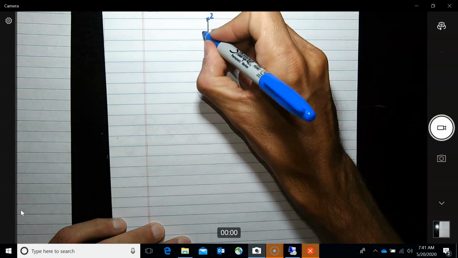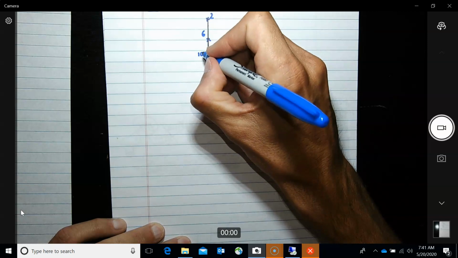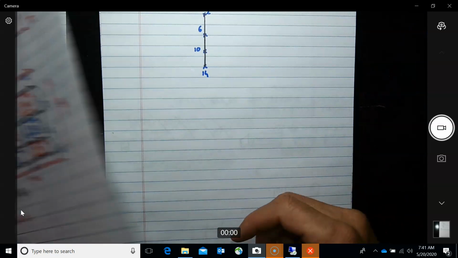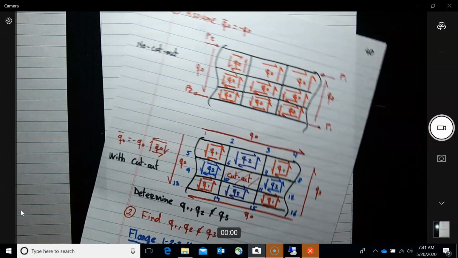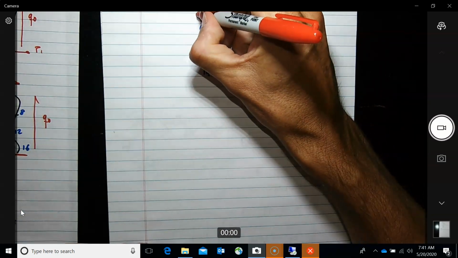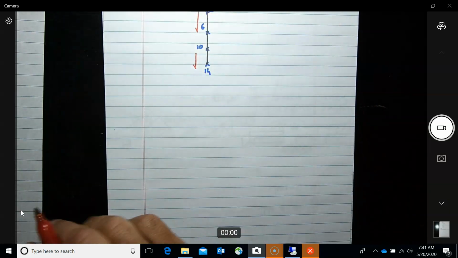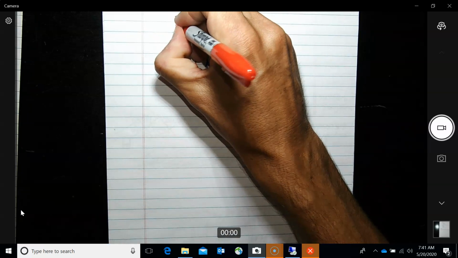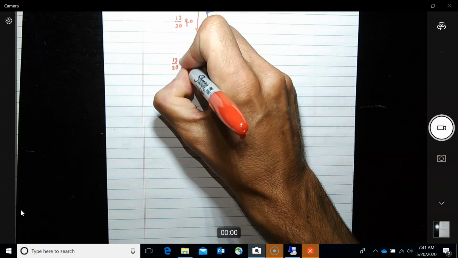2, 6, 10, 14. So I'm doing this one. So we have this one going up, so it should be going down. So we have down on that side, and we know that Q sub 1 is 13 over 20 Q sub naught.